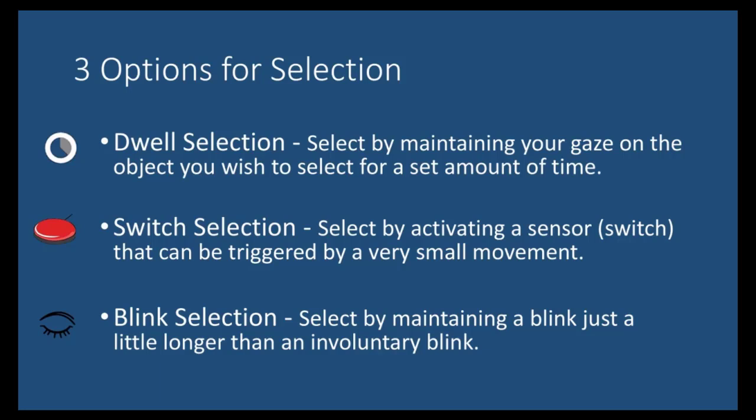Dwell selection enables you to select your targeted item by simply maintaining your gaze on the object for a set amount of time. Switch selection involves using a movement of a body part to activate a switch, which can be placed anywhere the user is easily able to produce a movement. Blink selection requires that the user maintain a blink just a little longer than an involuntary blink to make a selection. I will give you some pros and cons of each of these 3 selection methods and guide you in setting each up.